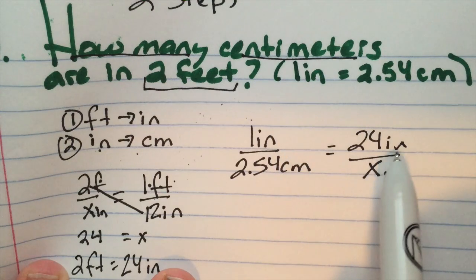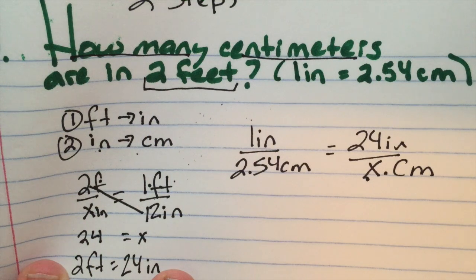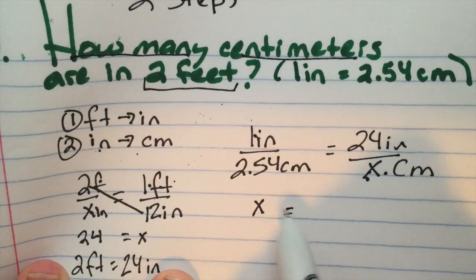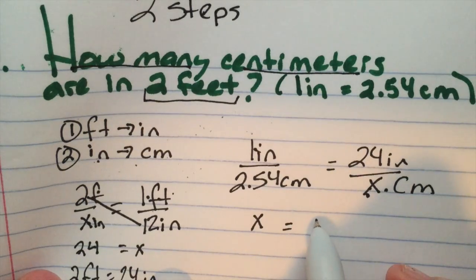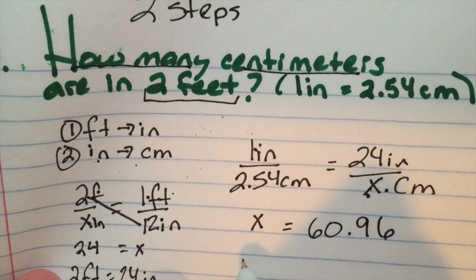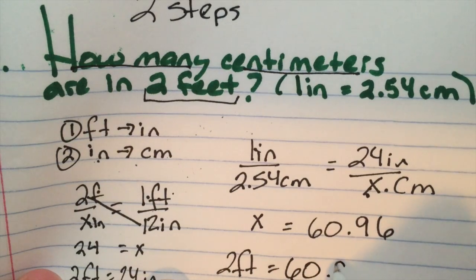Inches over centimeters, inches over centimeters. And x is the number I'm trying to find. So once again, let's cross multiply. 1 times x is x, and 2.54 times 24 is equal to 60.96. So the answer to my question is 2 feet is equal to 60.96 centimeters.